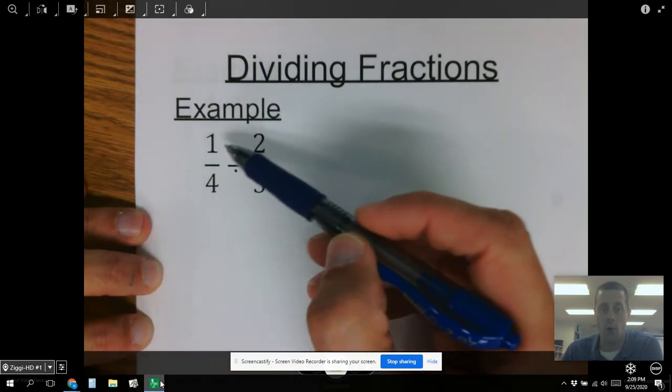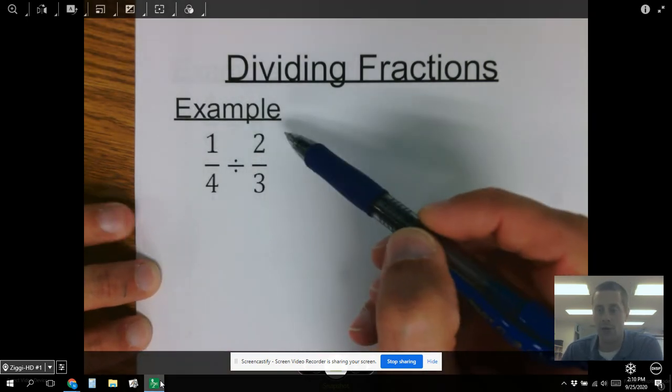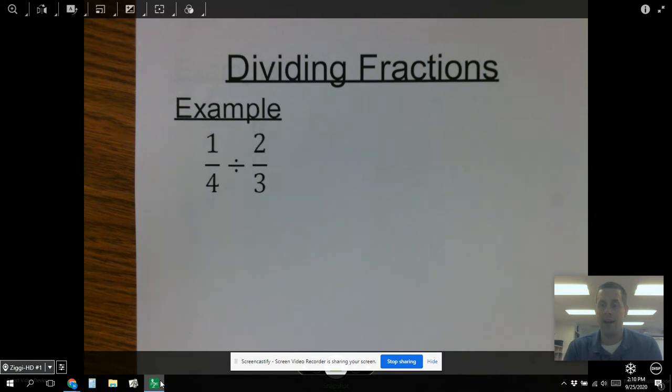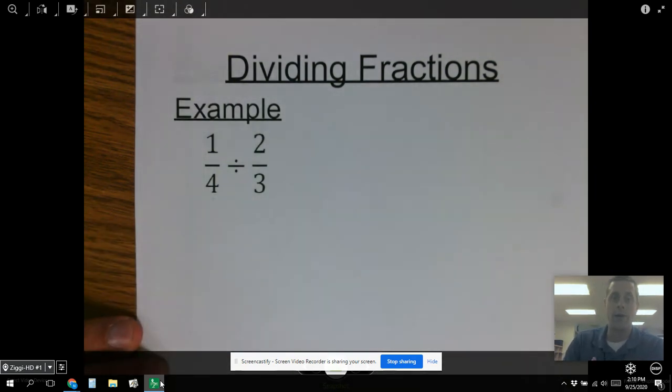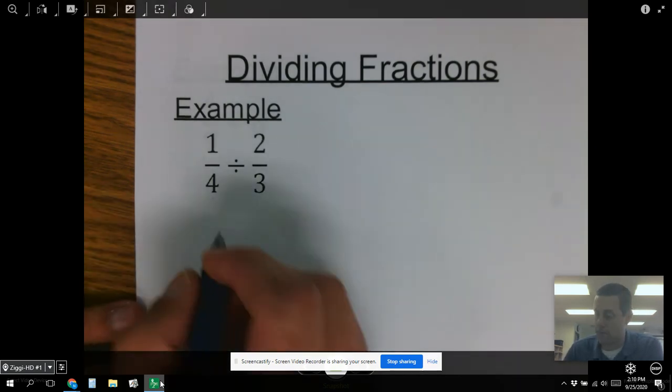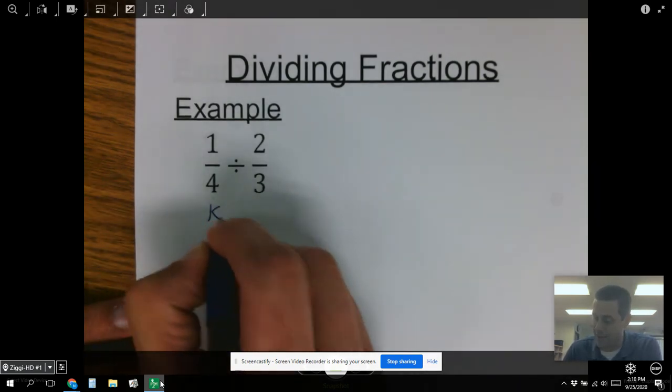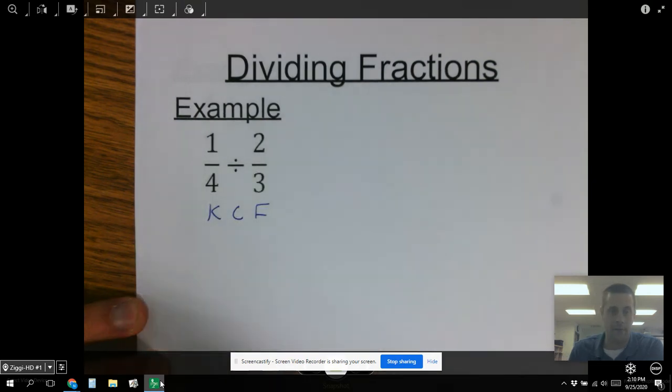We have 1/4 divided by 2/3. Dividing fractions by hand is an extremely tedious process. So actually, we have a shortcut. Instead of trying to divide 1/4 by 2/3, we are going to convert this into a multiplication problem. To do that, we use a process called keep, change, flip.